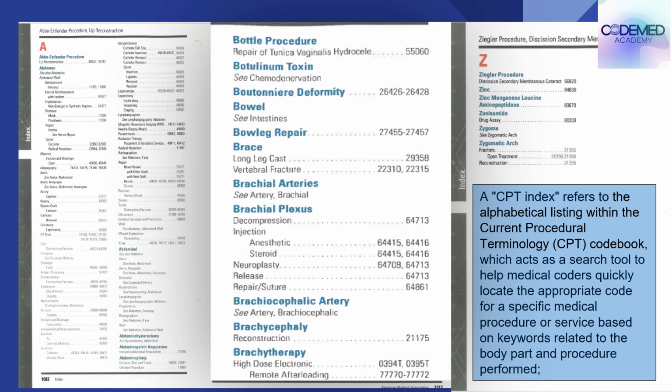Now let us move to the next thing, and that is the CPT index. We have seen in the ICD that the ICD book starts with the introduction, then there are guidelines, then you have the index, and then you have a tabular list.